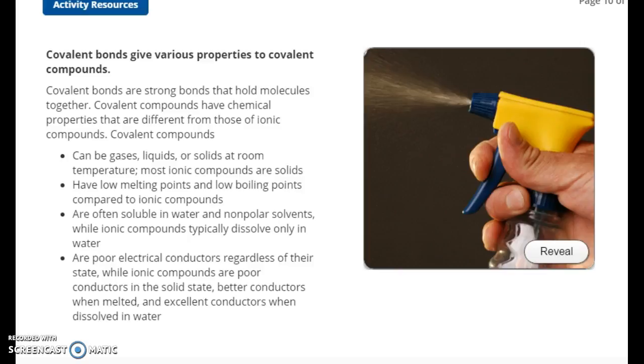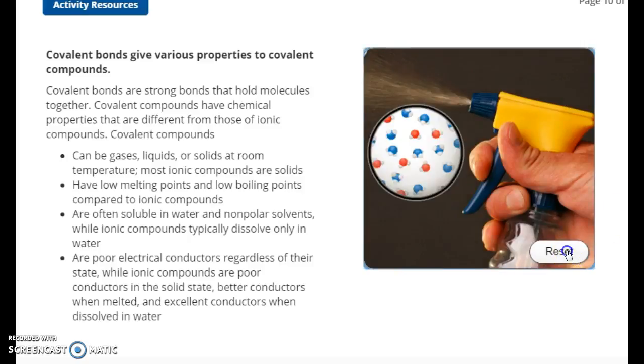Covalent compounds are often soluble in water and nonpolar solvents, while ionic compounds typically dissolve only in water. Covalent compounds are poor electrical conductors regardless of their state, while ionic compounds are poor conductors in the solid state, remember when they're in that rigid crystal lattice, but they're better conductors when melted and excellent conductors when dissolved in water. Why? Because of those positive and negative charges.